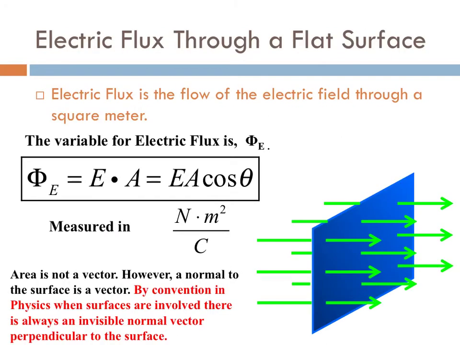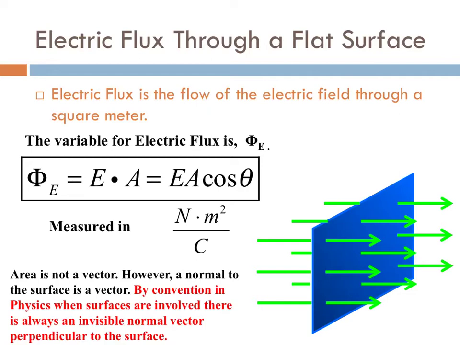So electric flux is the flow of the electric field through a square meter. The variable for electric flux is going to be this symbol phi with a capital E at the end to show electric flux. We're also going to have magnetic flux. In this particular section, it's not going to be entirely important to label it with an E every time. But it is a dot product, which means that these two components, both electric field and area, need to be parallel to each other, like we saw in the work equations.